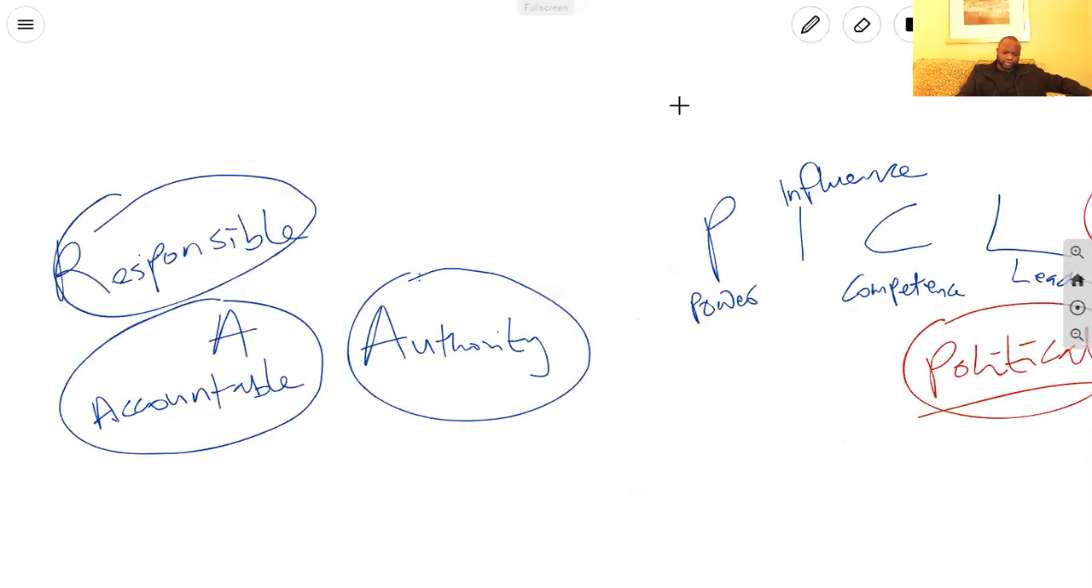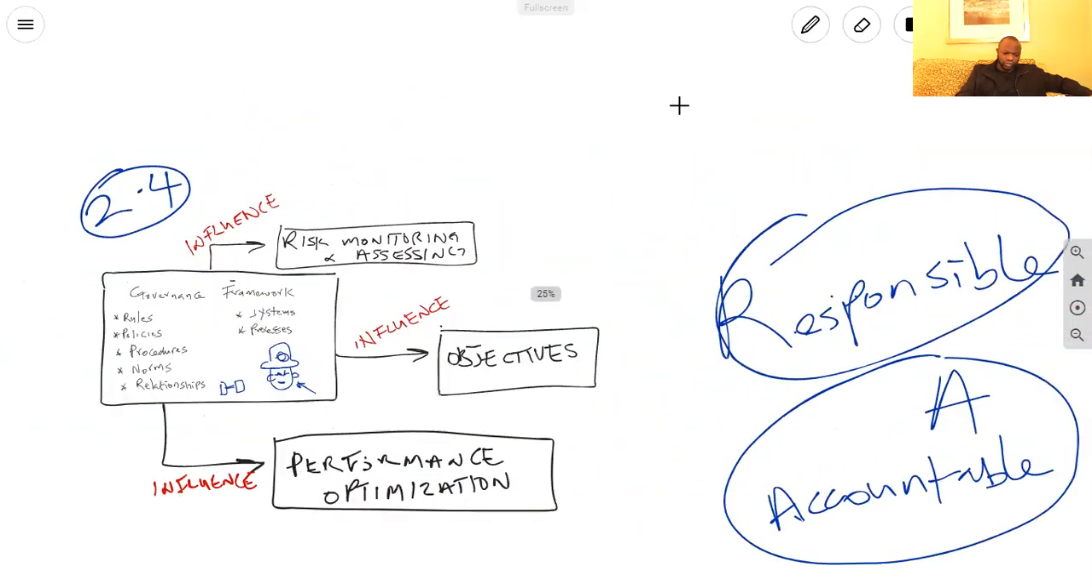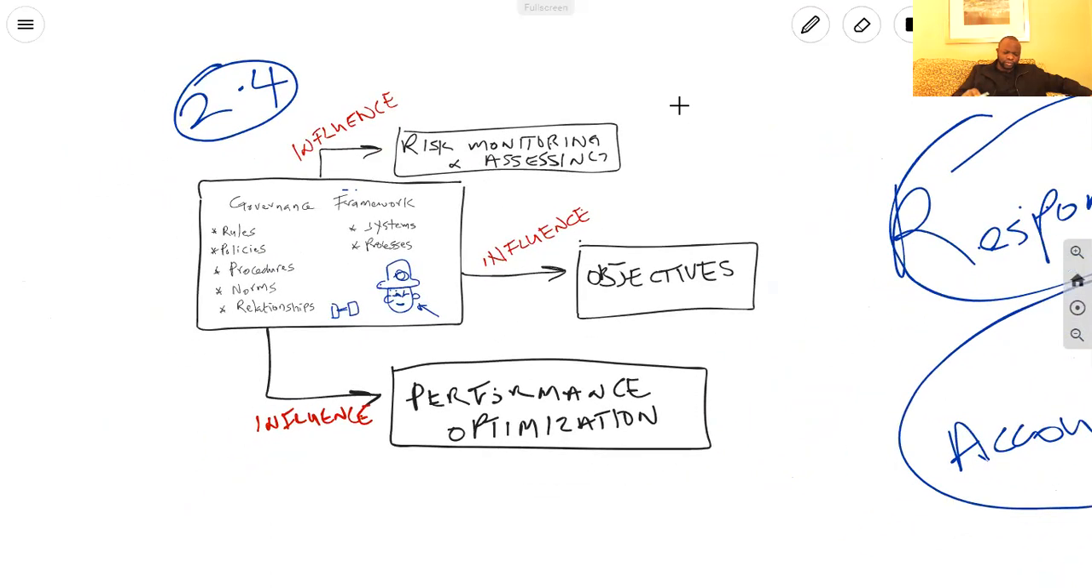Let's take a few steps back. We talked about governance framework, what it is: the rules, the policies, procedures, norms, relationships, and it enables the project manager to exercise authority.